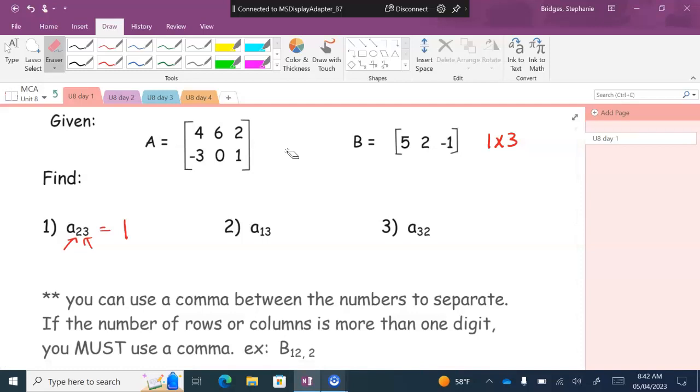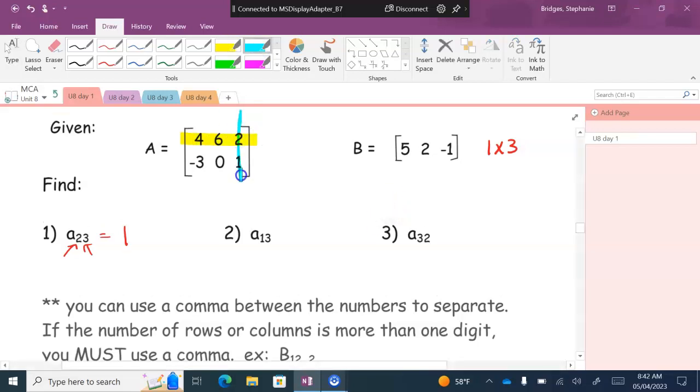So for number 2, it's matrix A again. But this time, which row am I looking at? Row 1. And then what column am I looking at? 3. So what number is in row 1, column 3? 2. I'm going to explain in just a second.